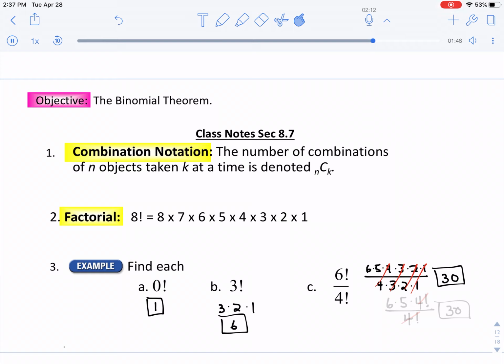Now, the way that I'm going to do it from now on is a little bit of a shortcut. I'm going to say in the numerator, I've got 6 times 5 times 4 factorial, and in the denominator, I have 4 factorial. And then the factorials reduce with each other. So 4 factorial and 4 factorial reduce, and I get the same answer, 6 times 5, which is 30, and that's the answer.